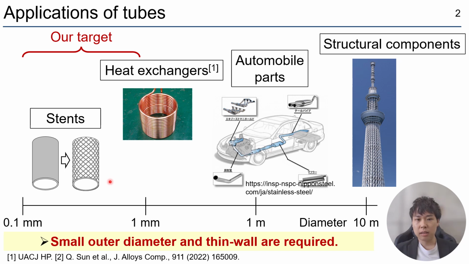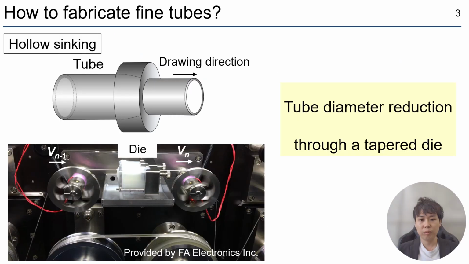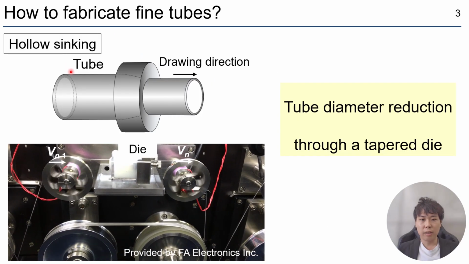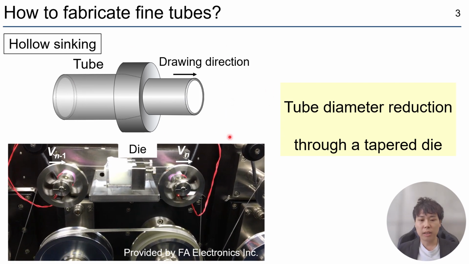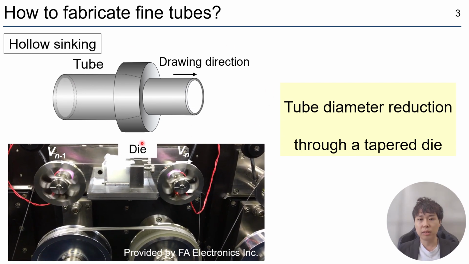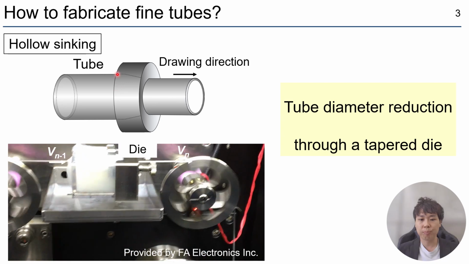This study targets tubes with a diameter of 2 mm or less. To produce these tubes, the diameter of larger tubes must be reduced. Usually, fine tubes are manufactured by hollow sinking. Hollow sinking is a tube forming method that uses a tapered die.